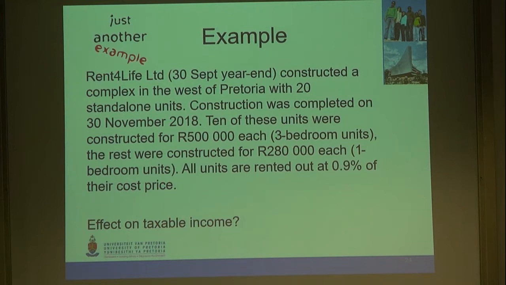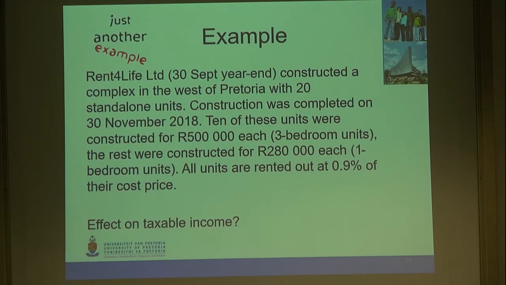Right, construction was completed on 30 November. Okay, when construction was completed and use happened or started happening is important to us with all our assets. Okay, no apportionment in the section, but we need to figure out if they started using them in this year. Right, 10 of these units were constructed for 500,000 Rand each. Are they low cost? No, definitely not. Okay, and the rest were constructed for 280,000 Rand. Okay, is that low cost? Yes, but we must just check the rental still.